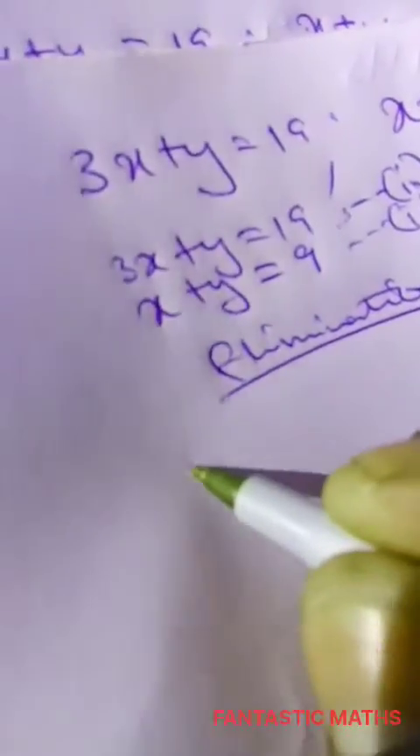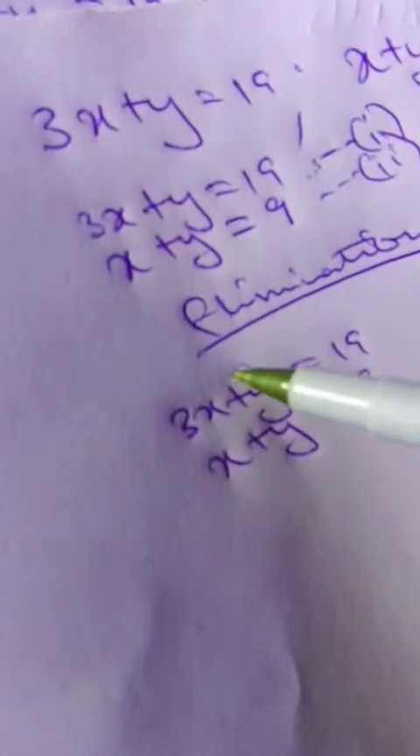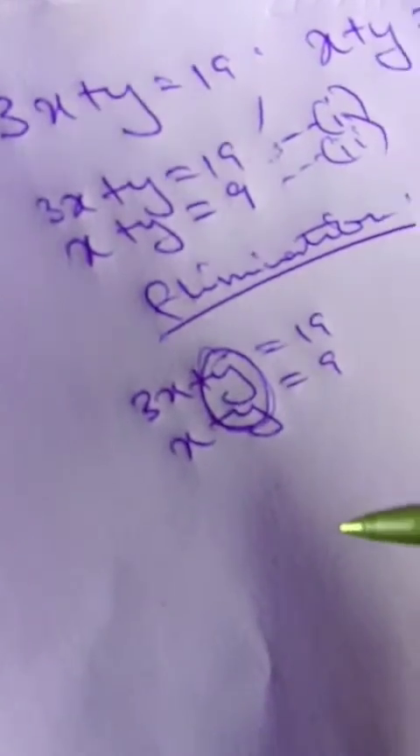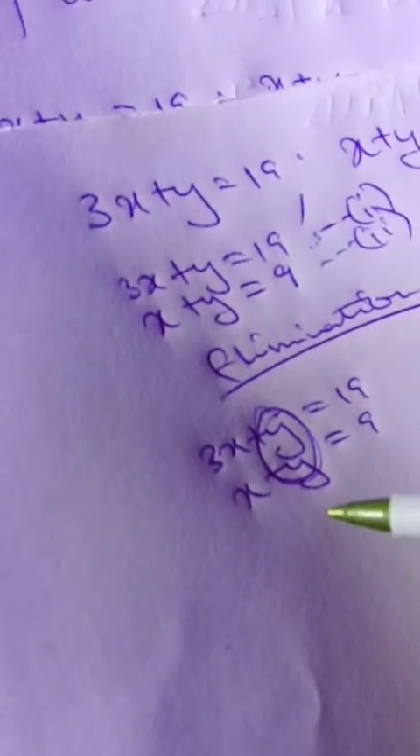Alright, so it's elimination. 3x plus y is equal to 19, x plus y is equal to 9. Here we are going to eliminate y. So how then do we eliminate y?